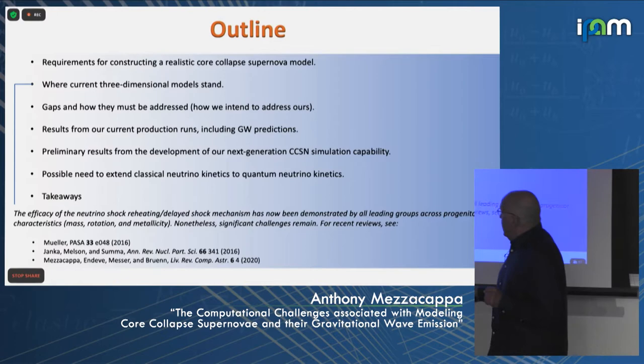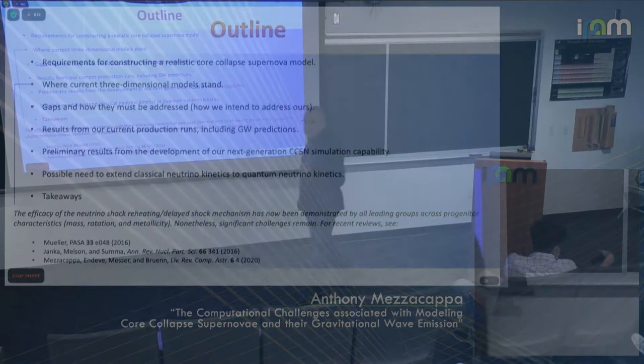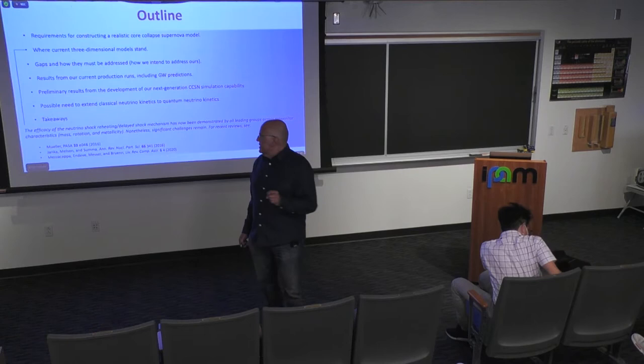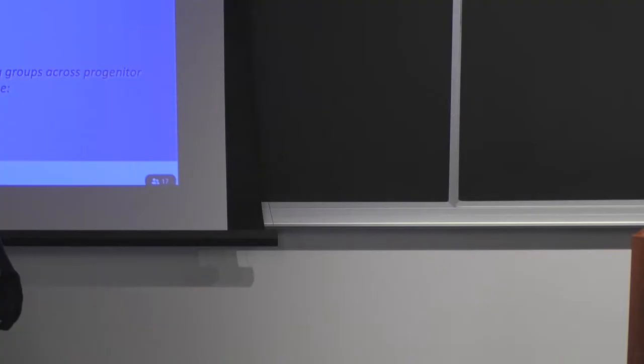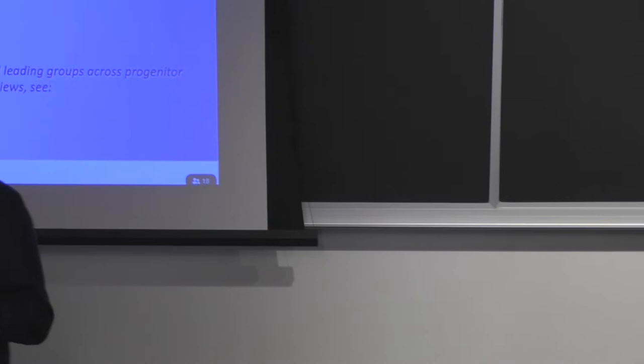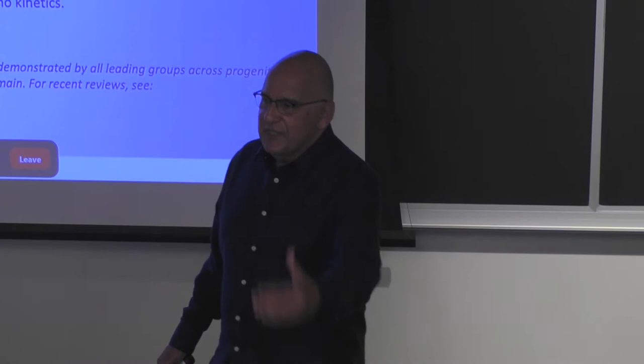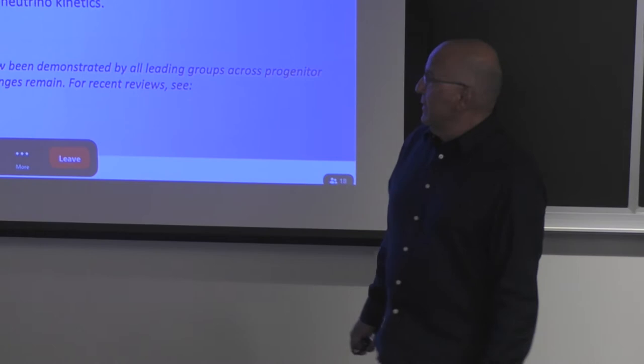I'm going to talk about something that frightens me to death, particularly as a neutrino transport modeler, and that is the possible need to extend neutrino classical kinetics, which, as you will hopefully see, is hard enough, to say the least, to neutrino quantum kinetics, which would keep several generations of our children and their children occupied. There's a lot of evidence to suggest that that's going to be needed.